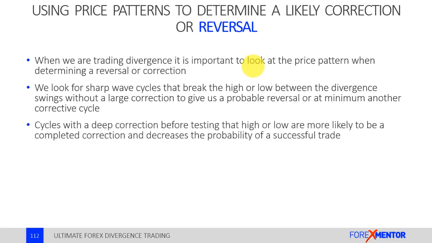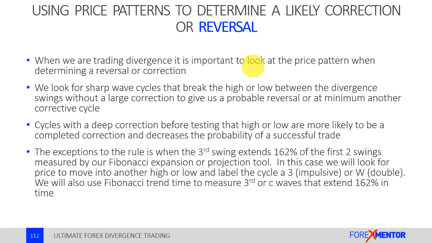Okay, so cycles with a deep correction before testing that high or low are more likely to be a completed correction, and that decreases the probability of a successful trade. The exception to the rule is when the third swing extends 162% of the first two swings, measured by our Fibonacci expansion or projection tool. In this case, we will look for price to move into another high or low and label the cycle a 3 impulsive or a W for a double, like we're going to move into a double.